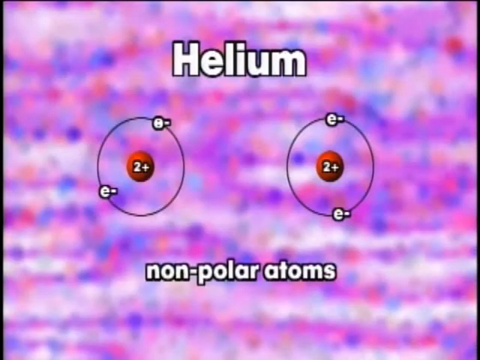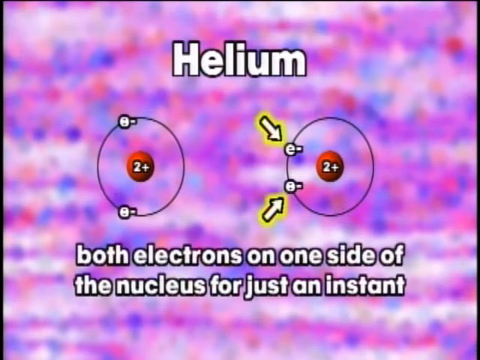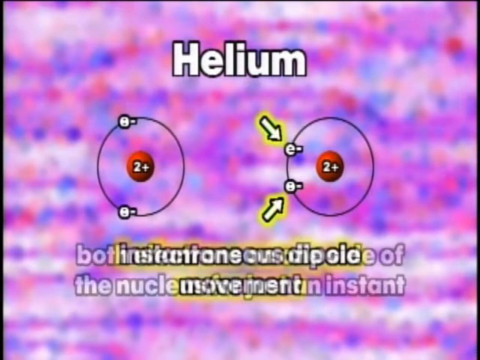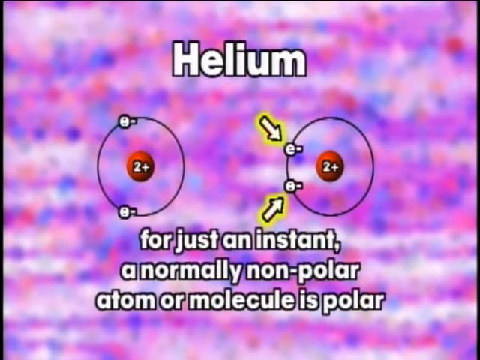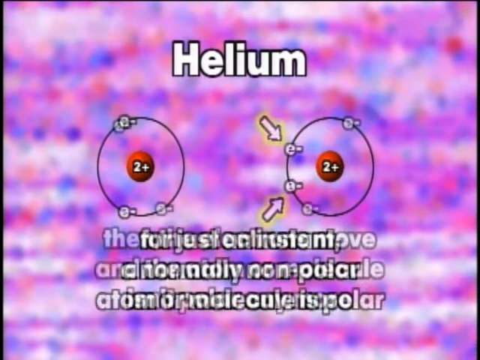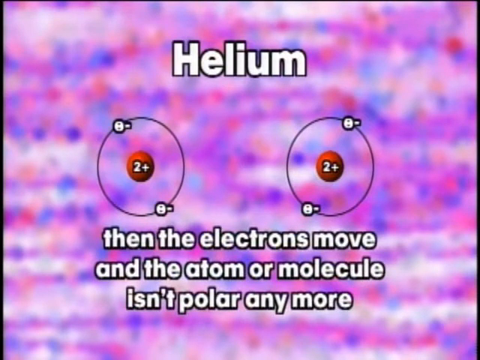Fritz London figured that even nonpolar atoms like helium might sometimes have both their electrons on one side of the nucleus for just an instant. He called this coincidence instantaneous dipole movement. For just an instant, a normally nonpolar atom or molecule is polar. Then, of course, the electrons move and the atom or molecule isn't polar anymore.